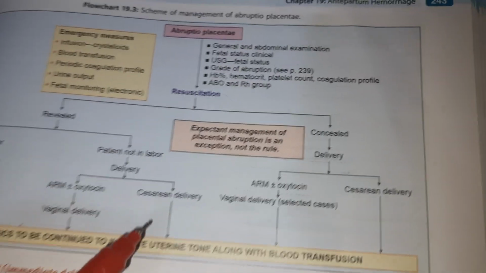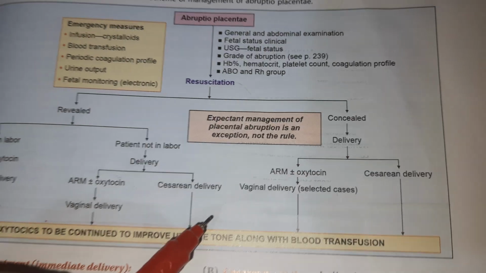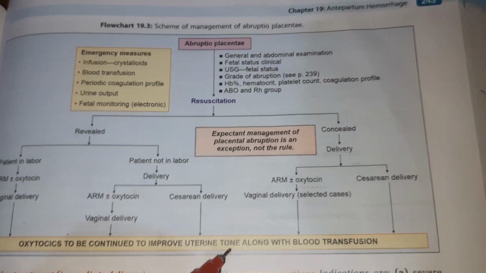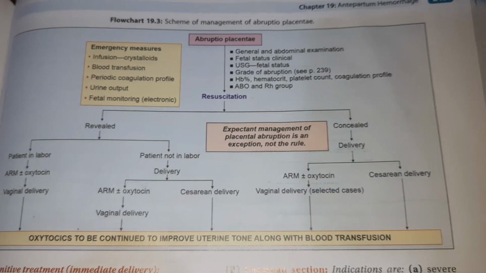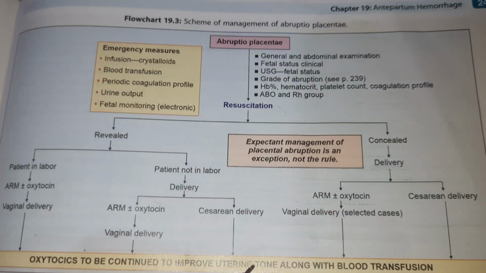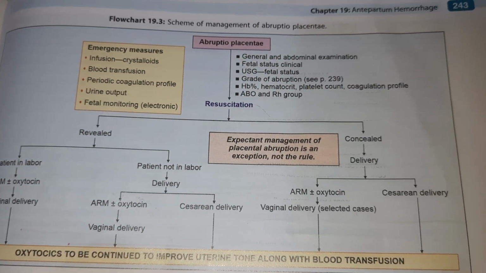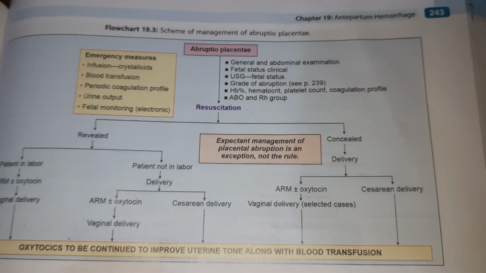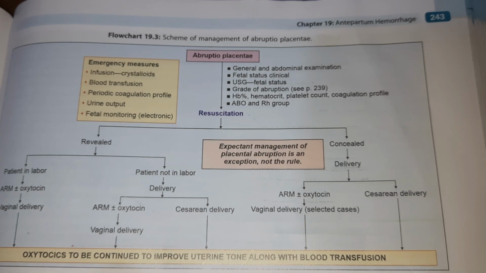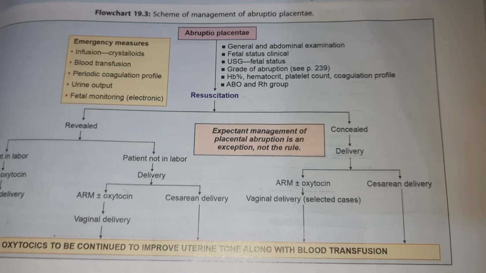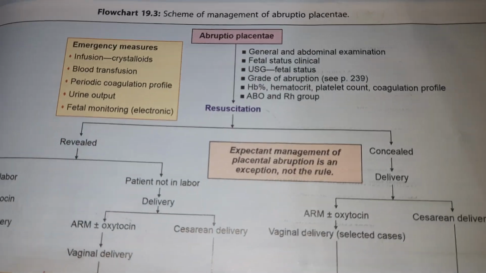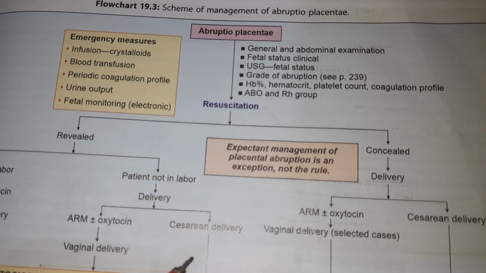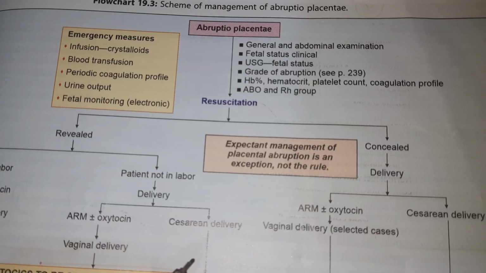And regarding cesarean delivery, the indications are severe abruption with live and viable fetus, appearance of adverse features like fetal distress, falling fibrinogen level, oliguria, if the amniotomy could not be done, and the prospect for immediate vaginal delivery is not possible. And the anesthesia during the cesarean delivery: general anesthesia is avoided as there is hemorrhage.